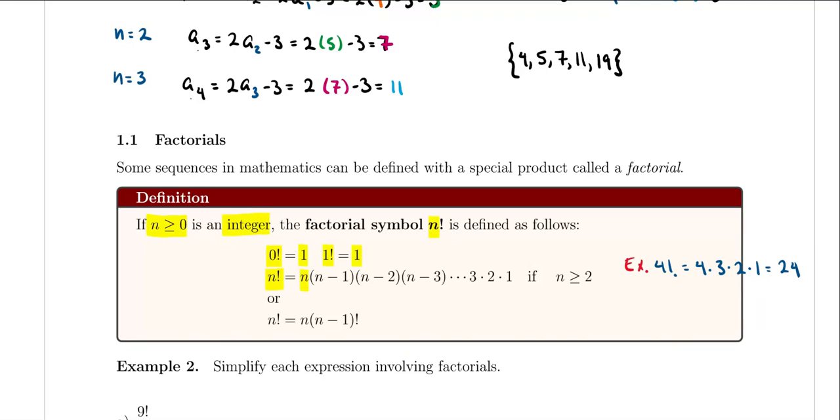Now, the way that I want you to think about the factorial formula is the following. n factorial is equal to n times n minus 1 factorial. And as we work on a couple of different problems, you'll see why this formula is more convenient to write. Okay, so let's take a look at a couple of examples here.